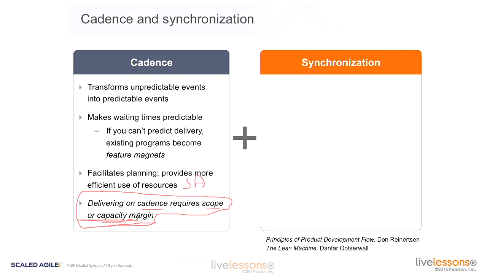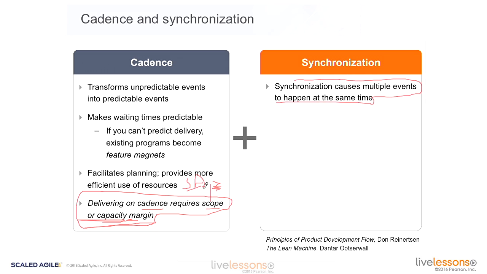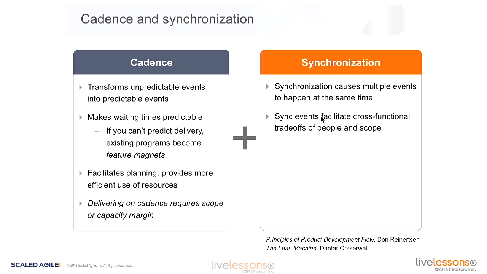Synchronization. Cadence and synchronization are used in the same sentence, like verification and validation, but they are not the same thing. Cadence transforms unpredictable events into predictable events. Synchronization causes multiple events to happen at the same time, okay? So an event like the security architect working with the team to define the security specs happens at a known time, but guess what? I could also have the security architect update other teams on some things that are going to impact them because they're there. Lots of applications, or lots of opportunities, if you will, for these multiple events to be synchronized. Facilitate cross-function trade-offs of people and scope.